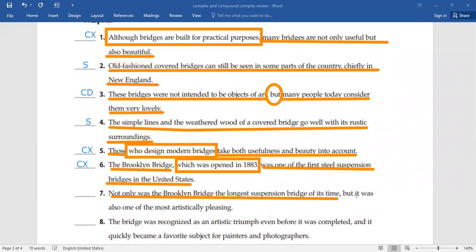Okay, you have a comma, but, which is your conjunction. Where's the next sentence? The next sentence is it was also one of the most artistically pleasing. All right, so you have what? What do you have here? Do we have any subordinate clauses or they're all independent? No, they're all independent. So what do we have?